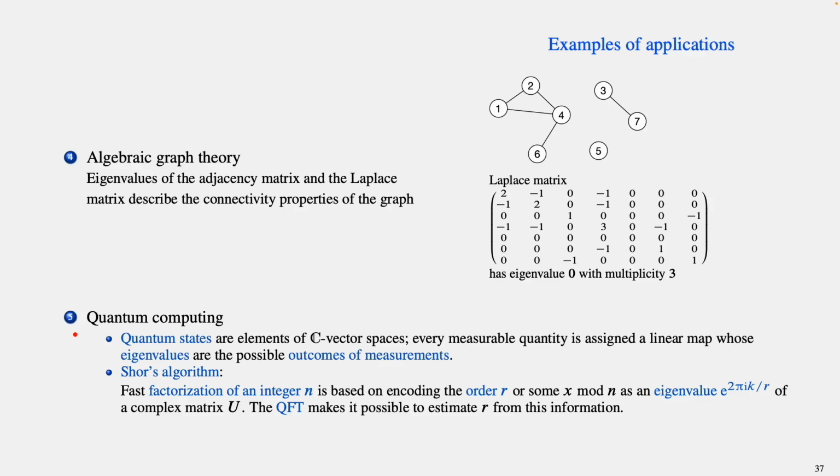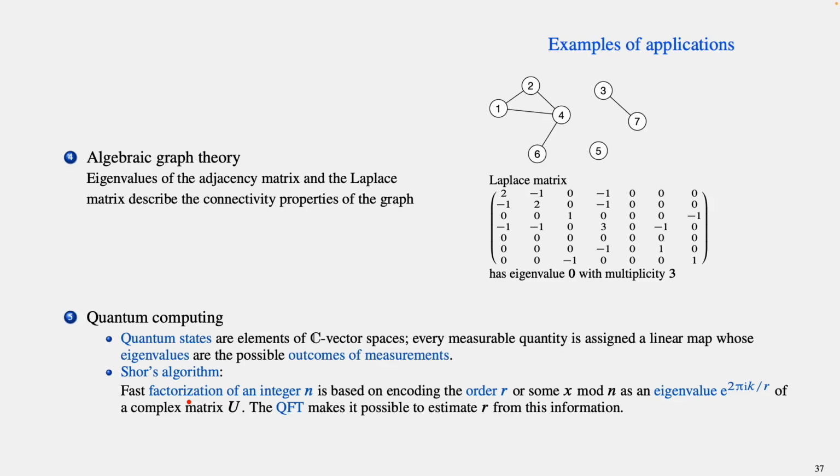Another application for eigenvalues is quantum computing, or, well, actually I should say quantum physics in general maybe. But in quantum computing, quantum states are elements of complex vector spaces, and every measurable quantity in quantum physics is assigned a linear map whose eigenvalues are the possible outcomes of measurements. And in computer science, for example, Shor's algorithm makes very ingenious use of this.